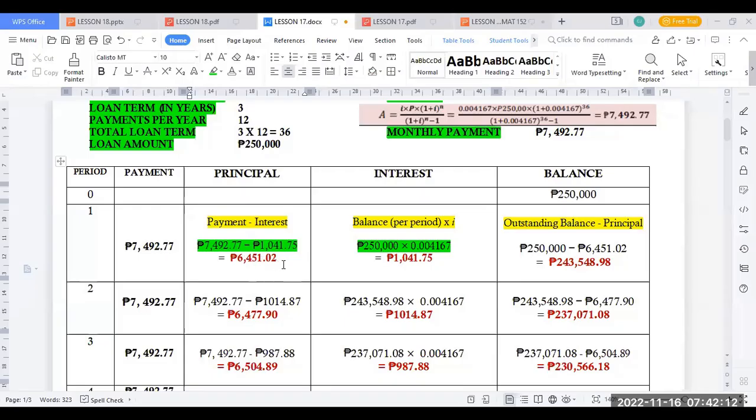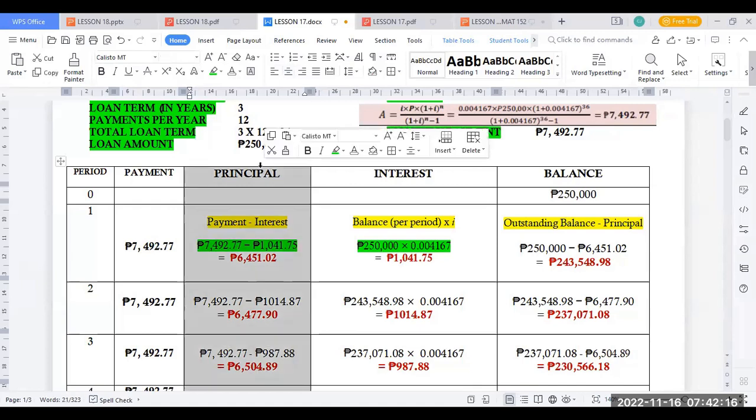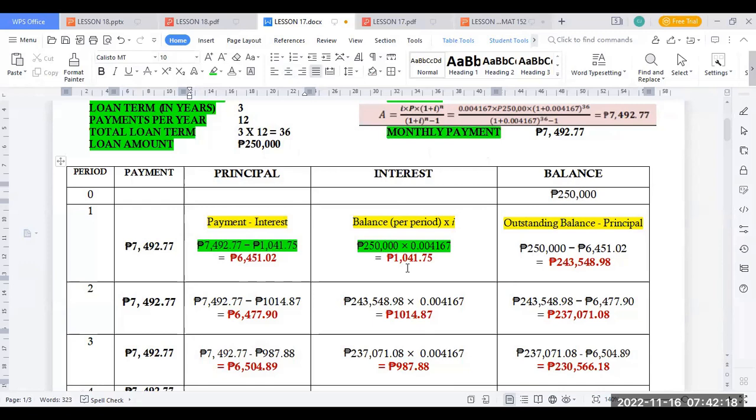Okay, that's 6,451.02. That is the principal. Kasi pag pinag-add mo si principal plus interest, okay, 6,451.02 plus 1,041.75, that is equal to 7,492.77. Yun yung babayaran mo for the first month, which is fixed naman siya sa lahat ng period, yung payment. Pinapakita lang kung magkano ba yung principal plus the interest.